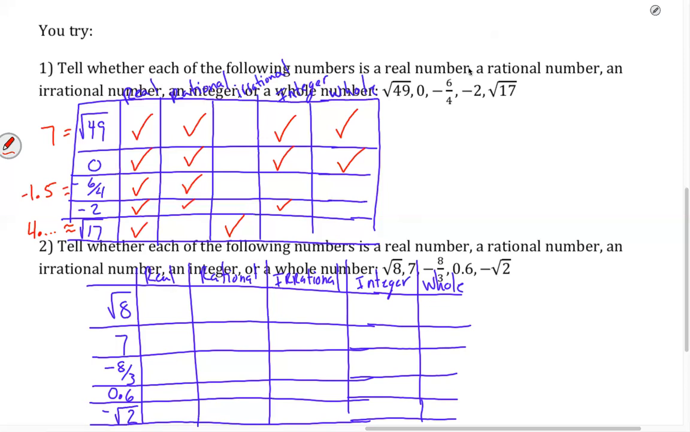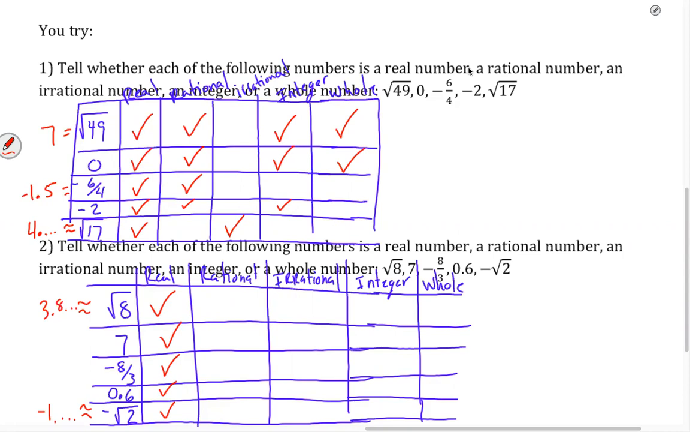So the square root of 8 is approximately like 2.8 or something like that. Don't have to do anything with 7. Negative 8/3, I'm okay with that. 0.6, I'm okay with that because it's a decimal. And the negative square root of 2 is like negative 1 point something. So they're all real because I'm not taking the square root of a negative number.